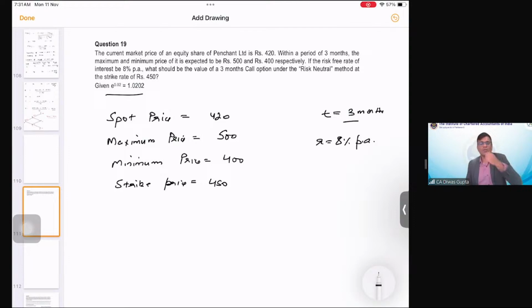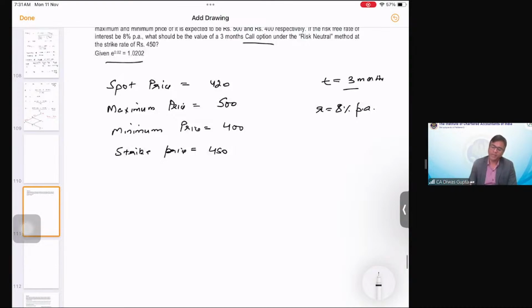450. So tell me, students, where are we going to use the strike price? Where are we going to use the strike price to calculate the payoffs? And while we calculate the payoffs, using those payoffs, we will calculate the value of the call option. Clear? And please remember, this is a question on call option, not on put option. If the question specifies a put option, then the calculation will exactly reverse. Okay? In terms of calculating the payoffs.